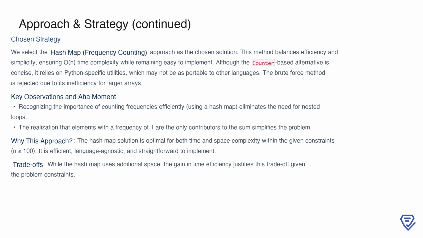After evaluating the different methods, the chosen strategy is the hash map frequency counting approach. This solution strikes the right balance between efficiency and simplicity, achieving an optimal O(n) time complexity while being easy to implement. Although the Counter-based alternative is concise and leverages Python's standard library, we select the hash map approach for its language-agnostic nature, making it applicable to a broader range of implementations. The brute force method, while simple, is dismissed due to its inefficiency for larger arrays.